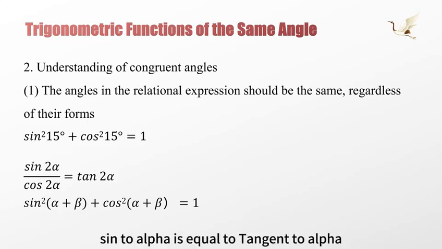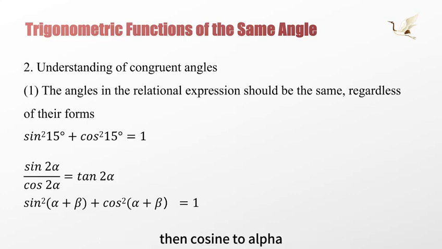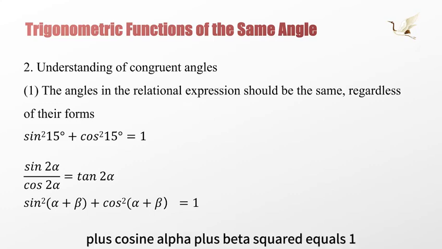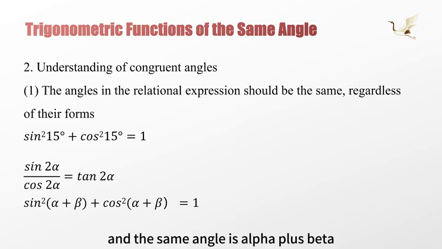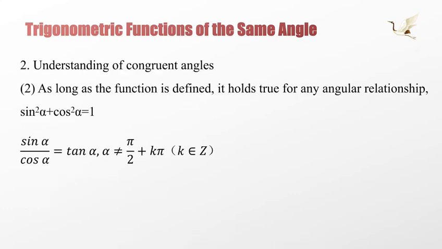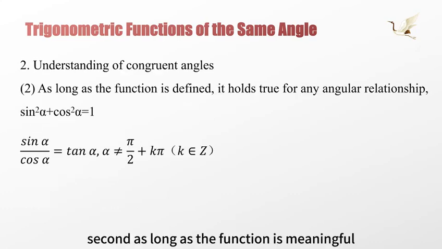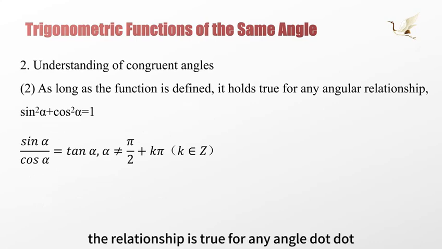The same angle is 15 degrees. Sine alpha is equal to tangent alpha times cosine alpha, with the same angle alpha. Sine squared of alpha plus beta plus cosine squared of alpha plus beta equals 1, and the same angle is alpha plus beta. Second, as long as the function is meaningful, the relationship is true for any angle.